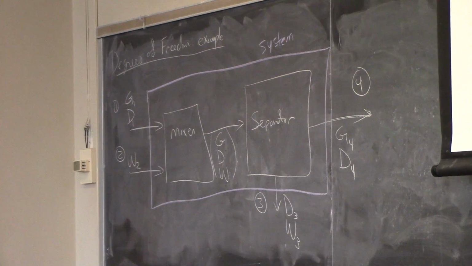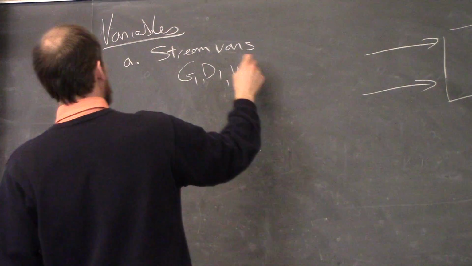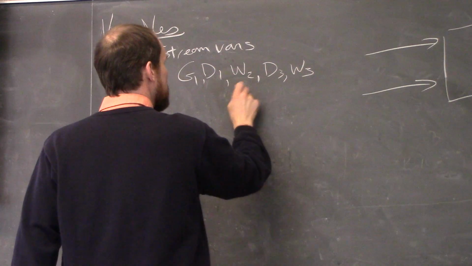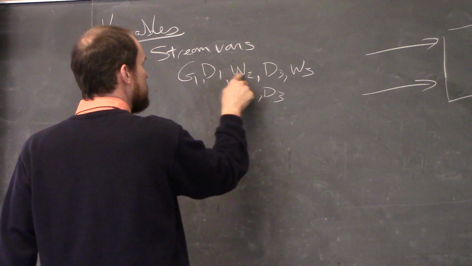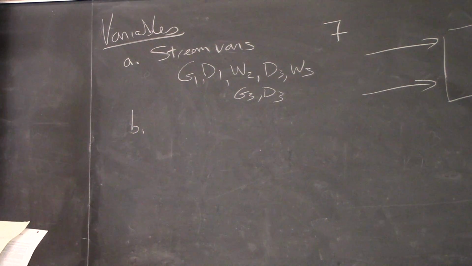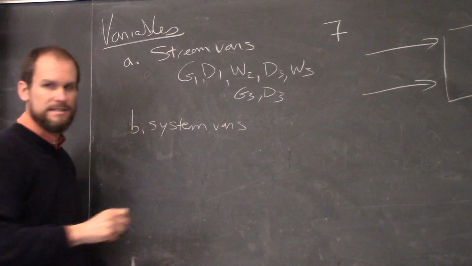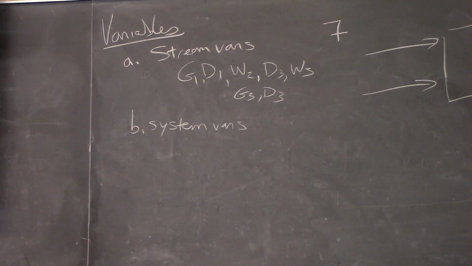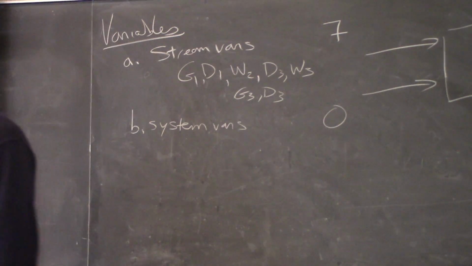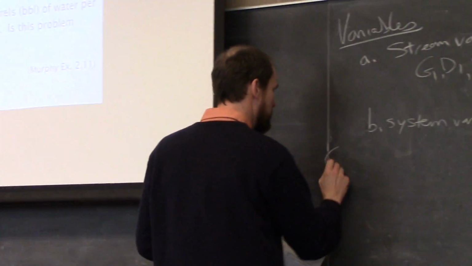Okay, then my stream variables, how many are there? G1, D1, W2, T3, W3, G3, and D3. 1, 2, 3, 4, 5, 6, 7. 7 stream variables. B, system variables. How many system variables? Anybody see any? Okay, no system variables. No accumulation, no reaction, so we don't have any system variables. Great, that's variables.